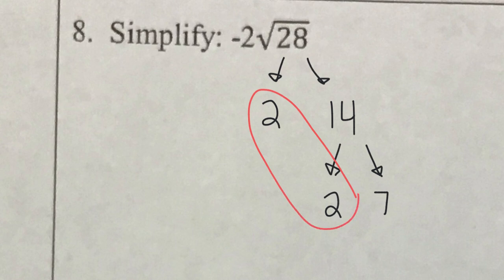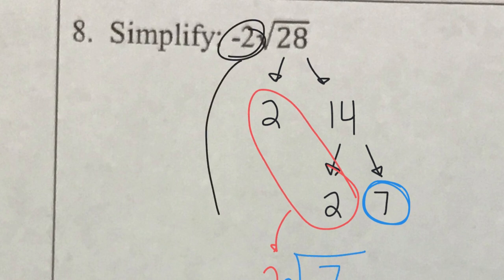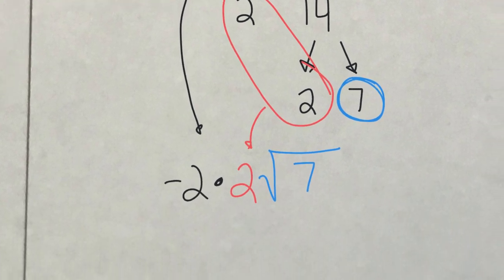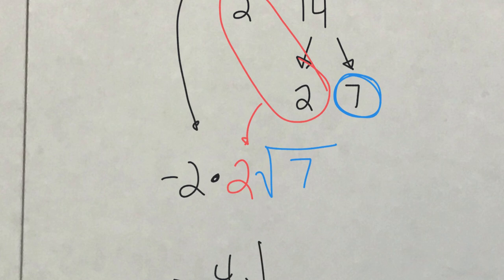Okay, so we have a pair of 2's. That gives me a 2 on the outside of my radical. My 7 stays underneath the radical, and I still have to remember my negative 2 multiplier on the outside. So the final answer will be negative 4 times the square root of 7.